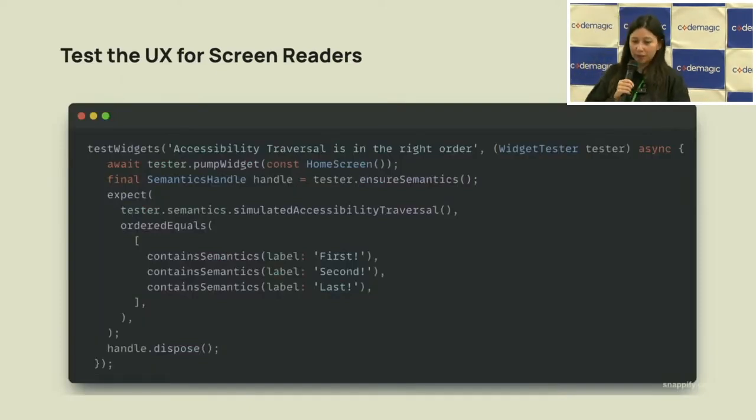Then we can test the UX for the screen readers. Remember the order in which you can read the semantics. We can test that with simulated accessibility traversal, just to see that our screen reader UX is still how we want it to be.